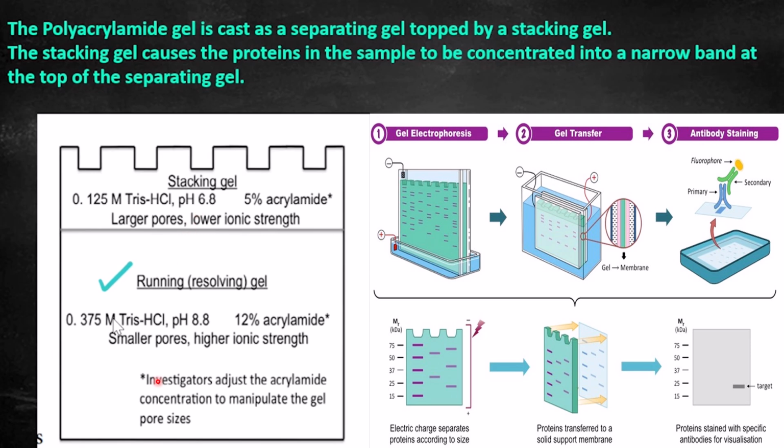Running gel or resolving gel, the pH is basic, 8.8. Acrylamide could be 10% or 12% depending on the need. Here the pore size is smaller. Higher ionic strength is there. The investigator adjusts the acrylamide concentration and manipulates the pores of the gel as per their need.